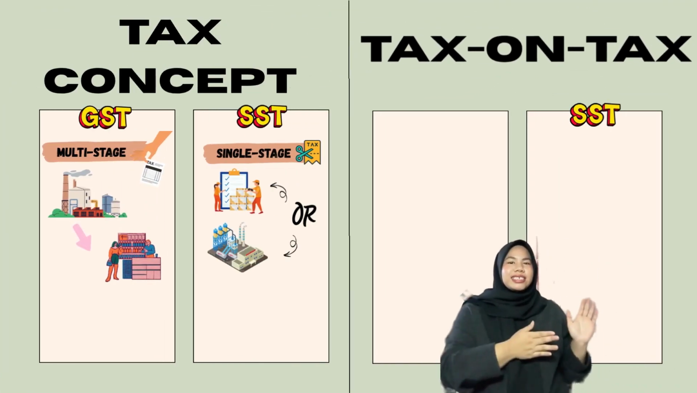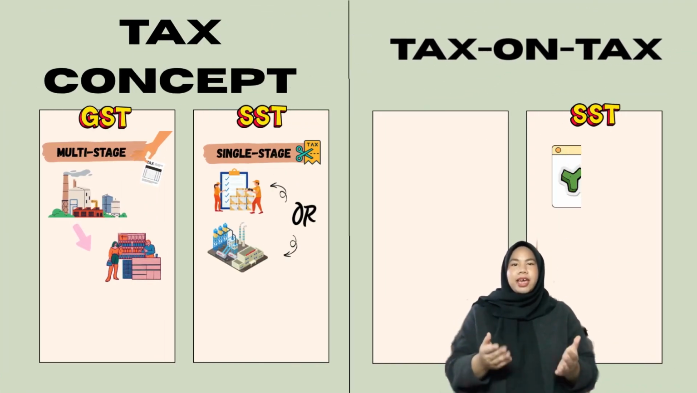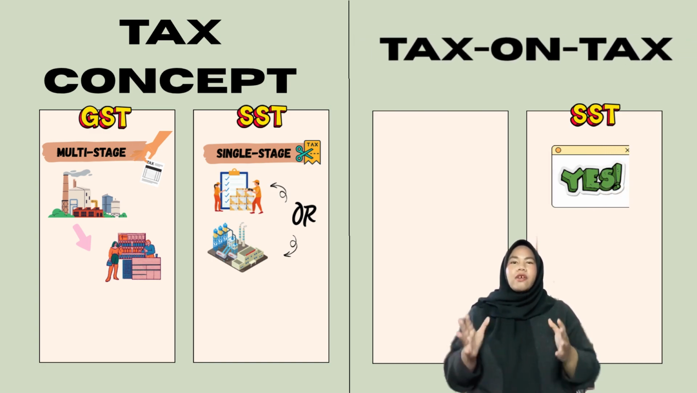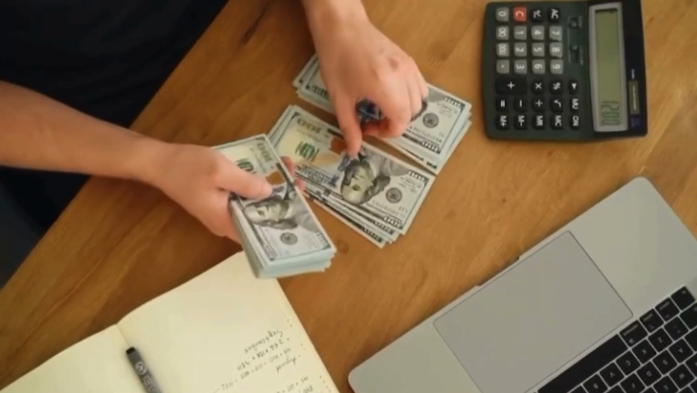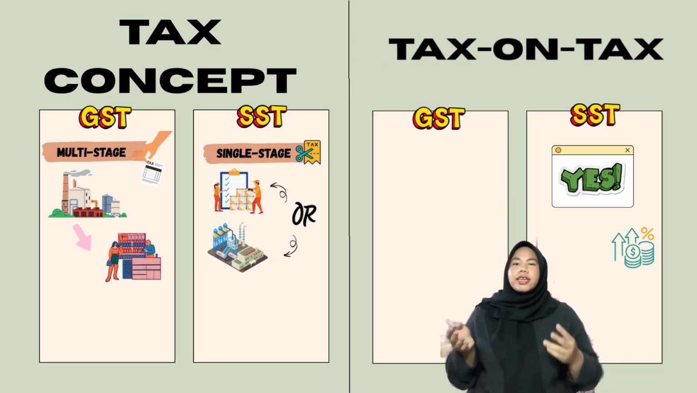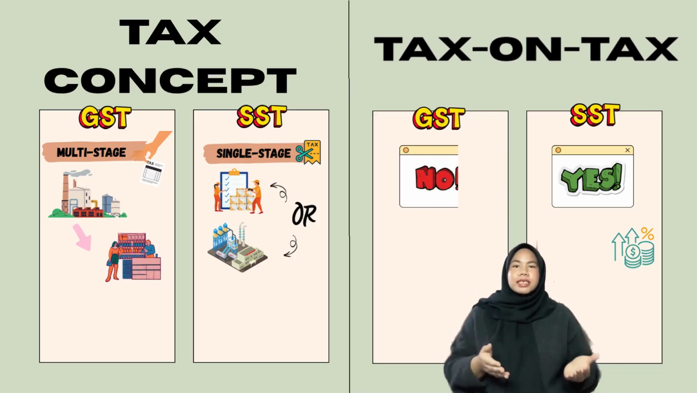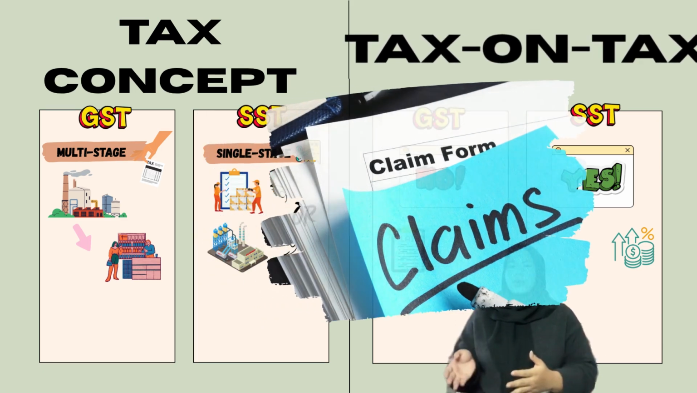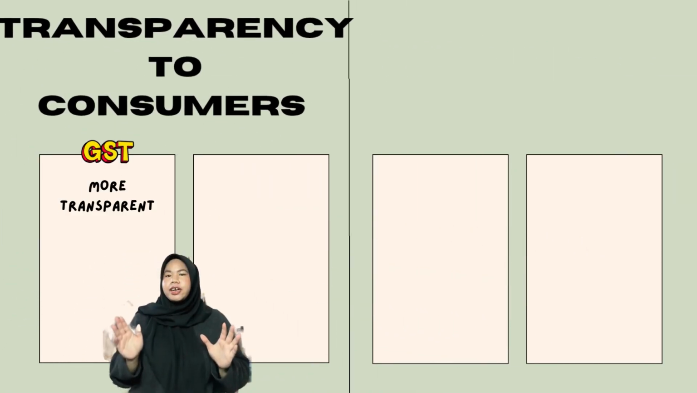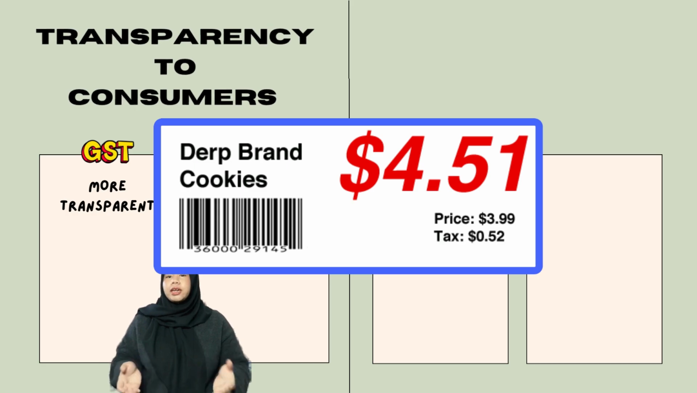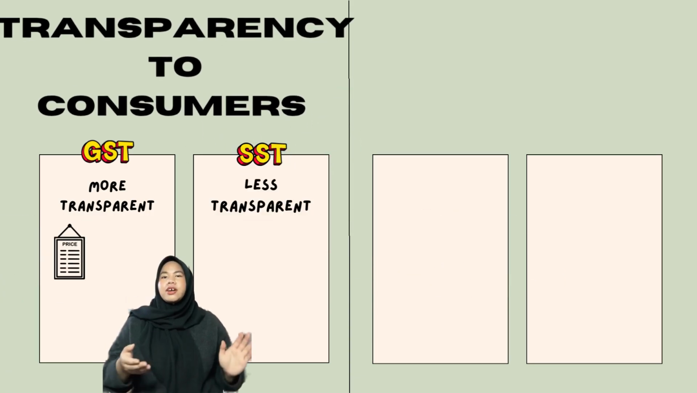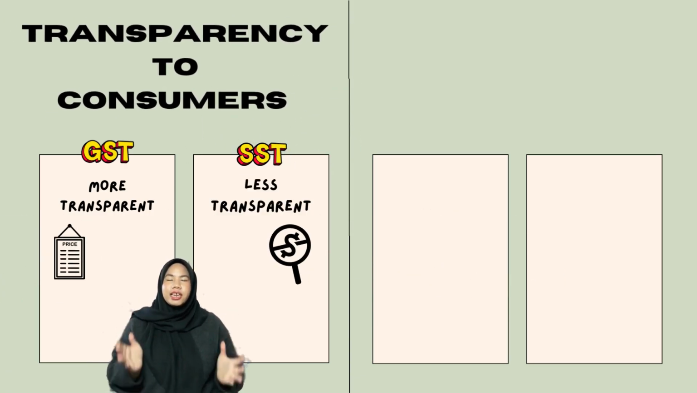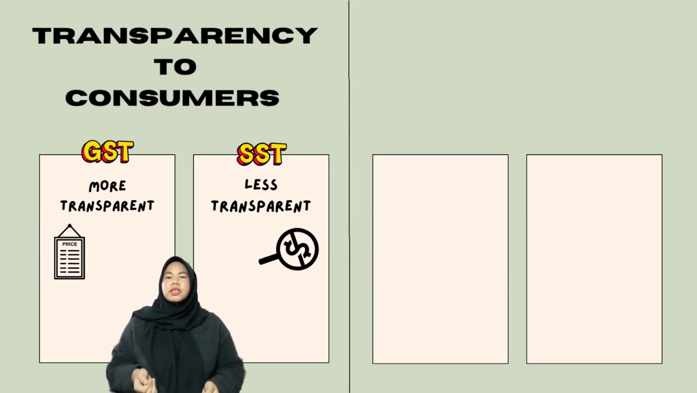Second, under SST, multiple tax effects may happen. Since tax becomes part of the cost at each stage, consumers may end up paying tax on tax. However, GST avoids double taxation because businesses can claim the tax paid on input, making the system fairer. Third, GST is more transparent as tax is clearly shown in the final prices of goods and services. SST is less transparent because the tax is often hidden in the selling price, making it less visible to consumers.